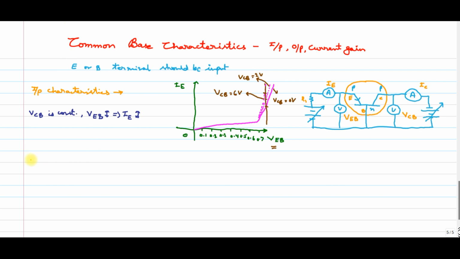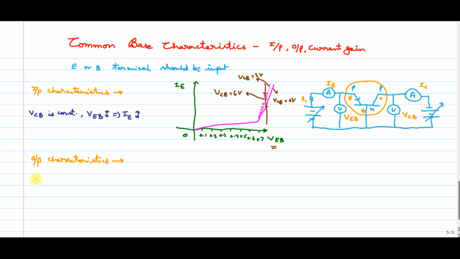So coming to output characteristics, in output characteristics we need to keep some parameter on the input side constant, and we have to vary the output voltage to get the output current. It's very simple. So now how to do this?